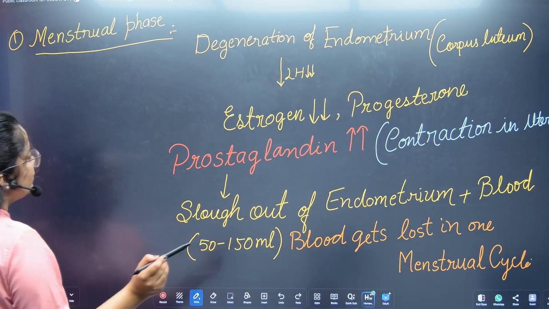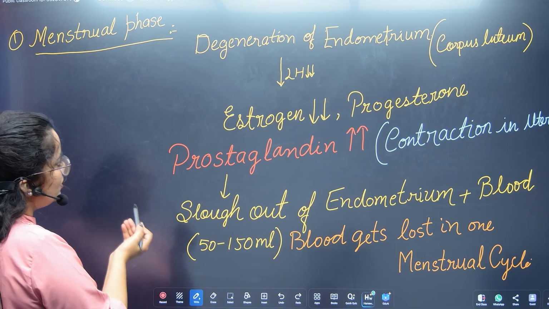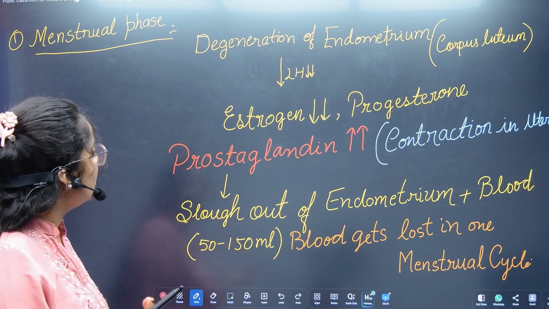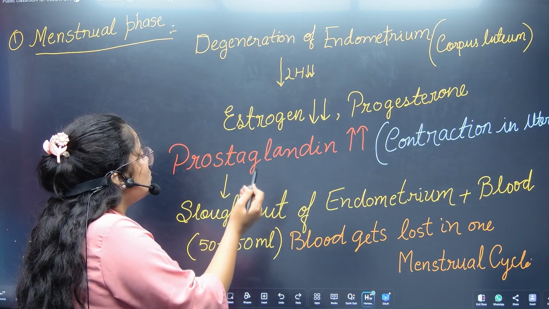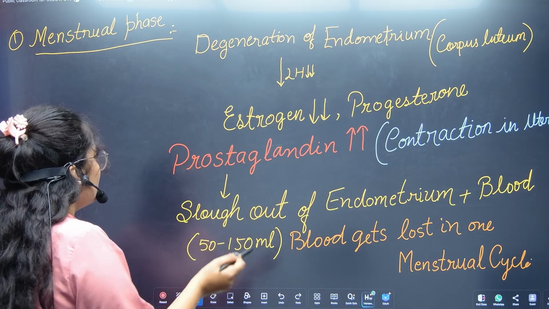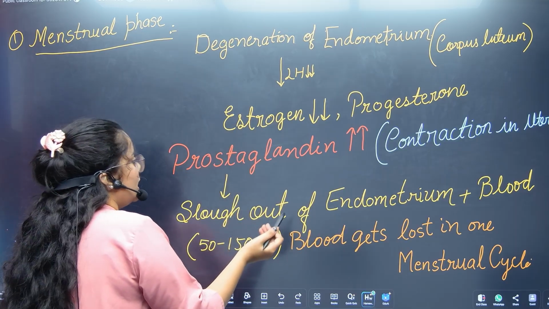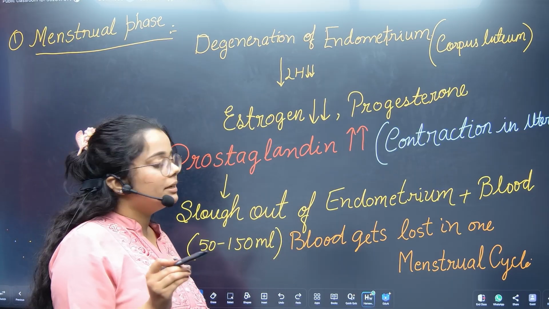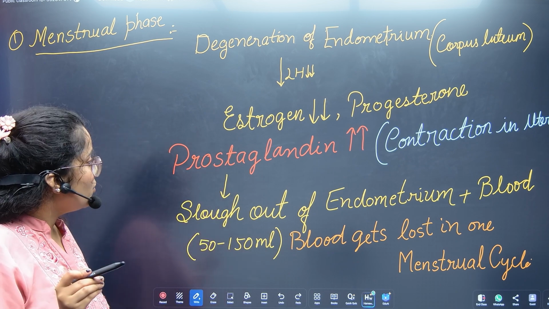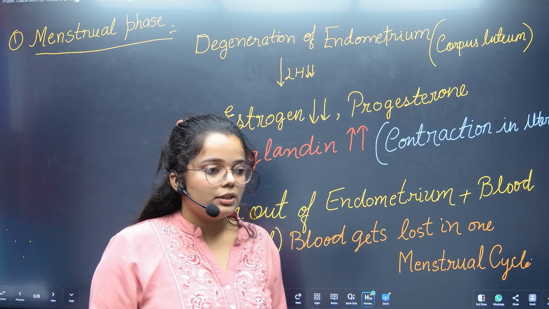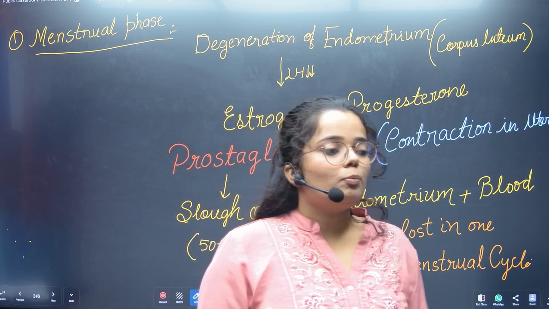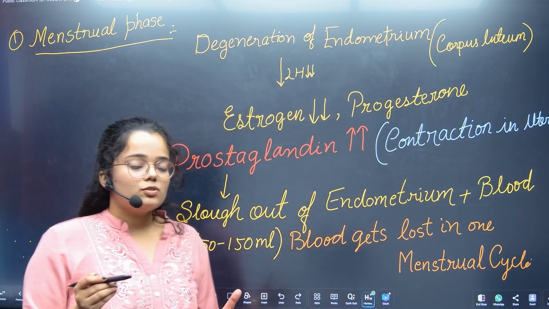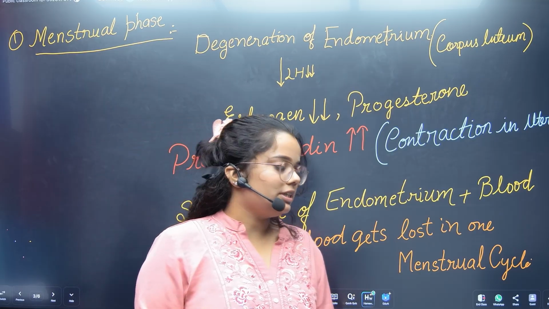Now we had discussed one by one all the phases. First was the menstrual phase, where the degeneration of corpus luteum had taken place, due to which the luteinizing hormone in the female body had reduced, which simultaneously reduced the estrogen and progesterone amount, and a high amount of prostaglandin is produced in the female body, which leads to contraction in the uterus, thus leading to the flow of blood from the uterus through the vagina in the female. Its normal amount is 50 to 150 ml.